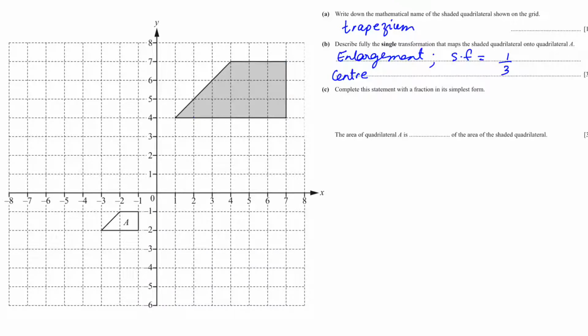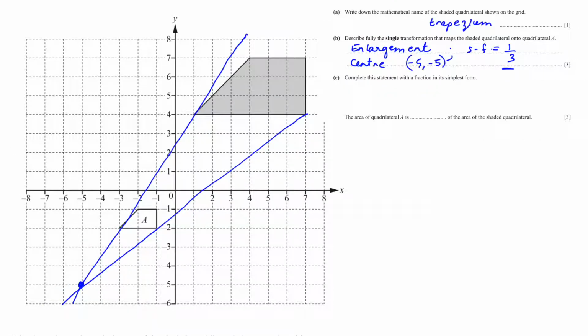We'll be joining this point with this point here, like this. And we will join now this point with this point and see where they meet. So this is how we join the line, and we can see that they meet when x is -5 and y is -5. So your center is -5, -5.